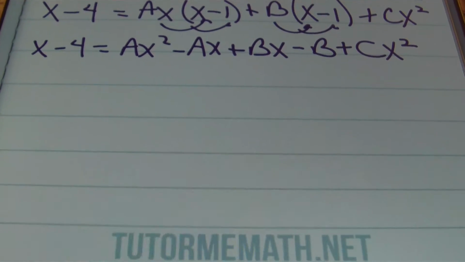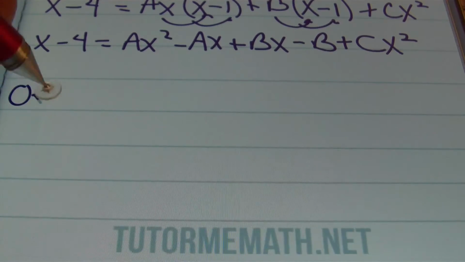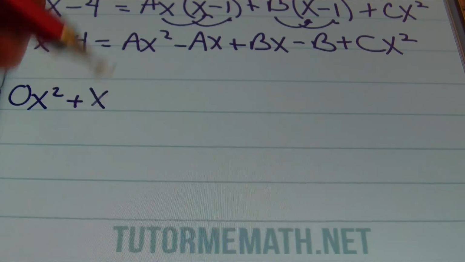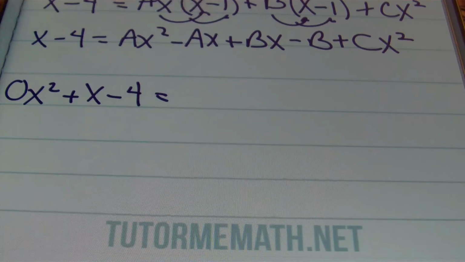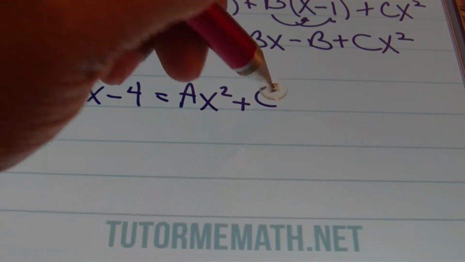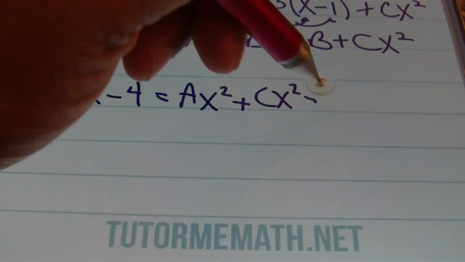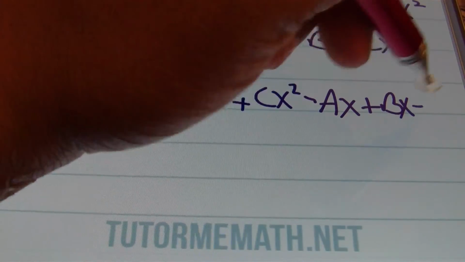On the left side of my equal sign, I'm going to show that I have 0 x squared plus x minus 4, which is going to be equivalent to, and I'm going to group my x squared terms together as well as the other terms. I'm going to have ax squared plus cx squared minus ax plus bx minus b.